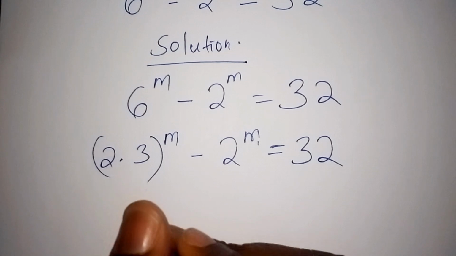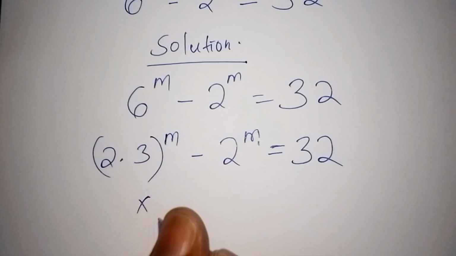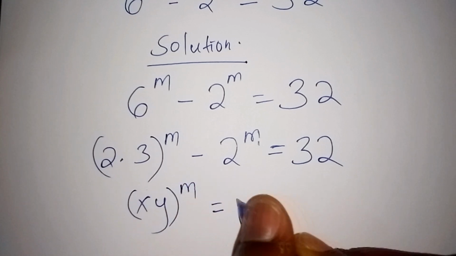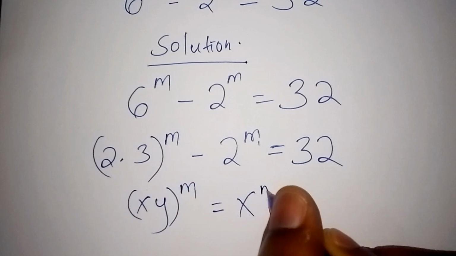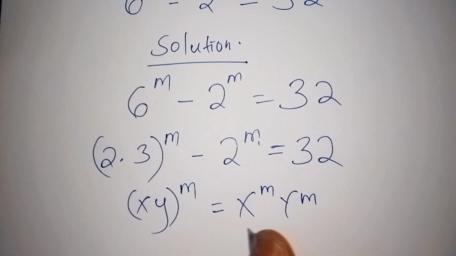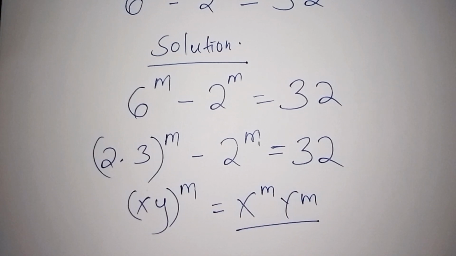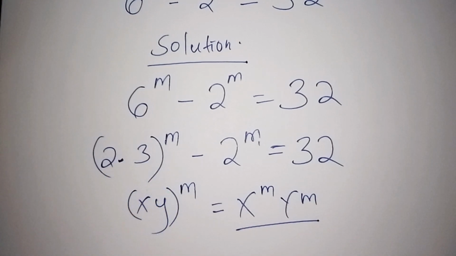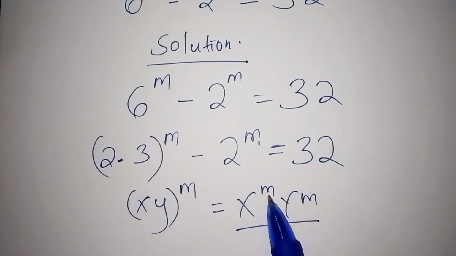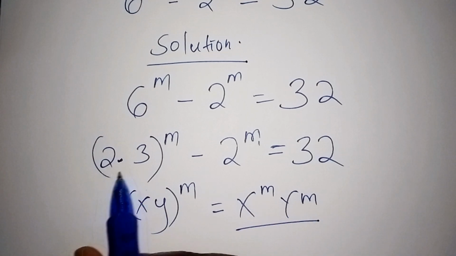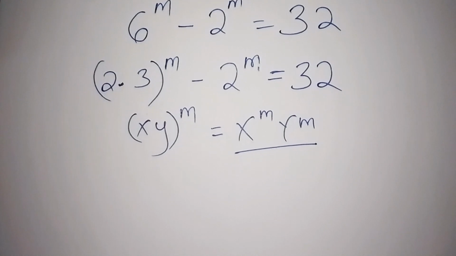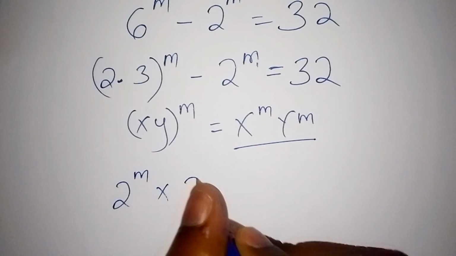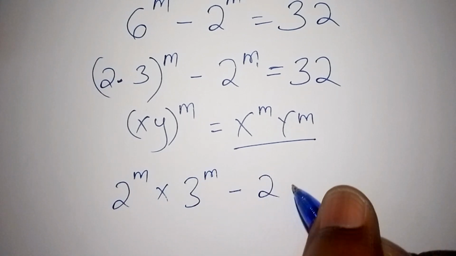For example, suppose we have something like x times y, all to the power of m. We can work it out by having x to the power of m times y to the power of m. This is another way that we can expand 2 multiplied by 3 to the power of m. With the application of x to the power of m, y to the power of m, we now have 2 to the power of m, multiplied by 3 to the power of m, minus 2 to the power of m is equal to 32.